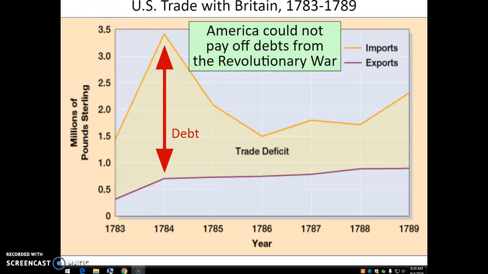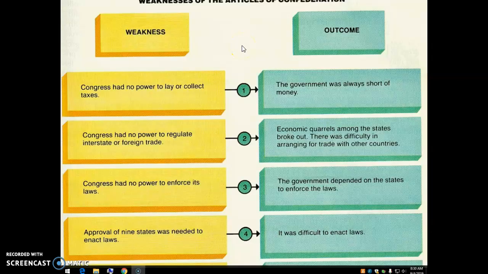Sounds familiar to today. And I like this chart, and I would definitely write this stuff down because you might see this somewhere on an essay question, whether from me or from the College Board, is that there are certain weaknesses that have certain outcomes. I think of it kind of like cause and effect. So a cause or a weakness: government has no way to collect taxes. They're always short on cash. They're always broke. They're always in debt.